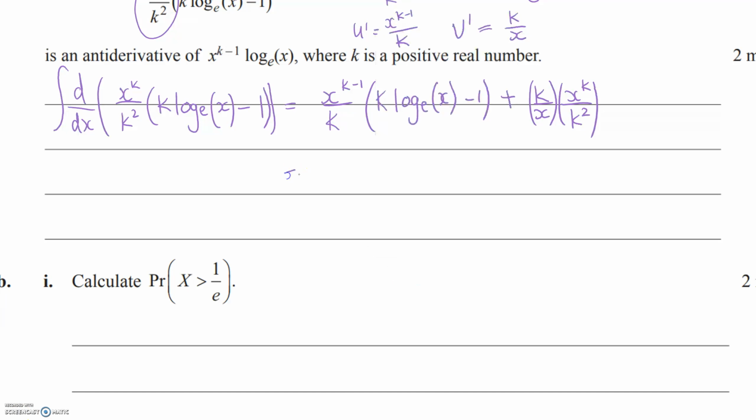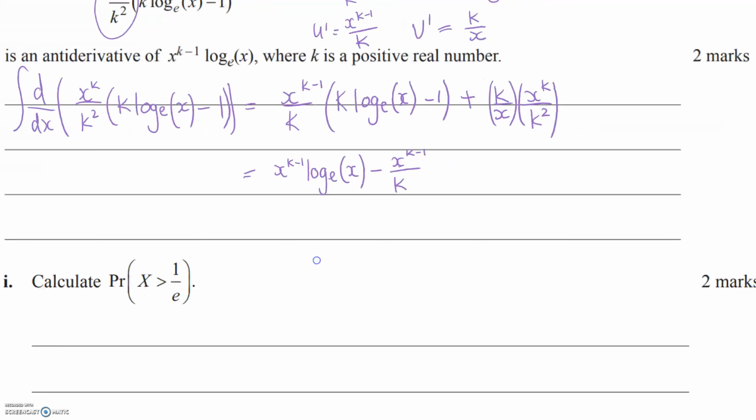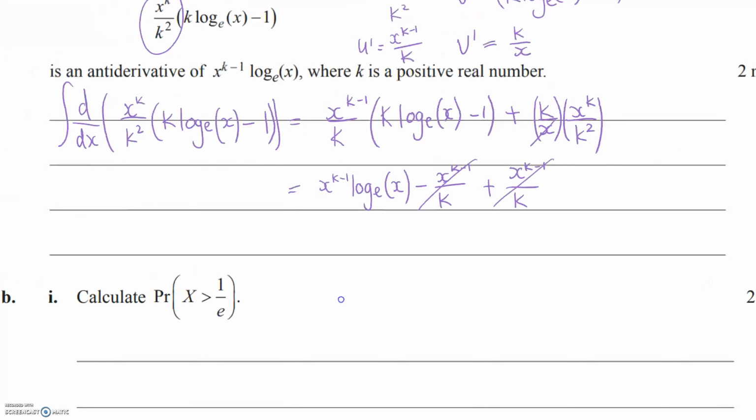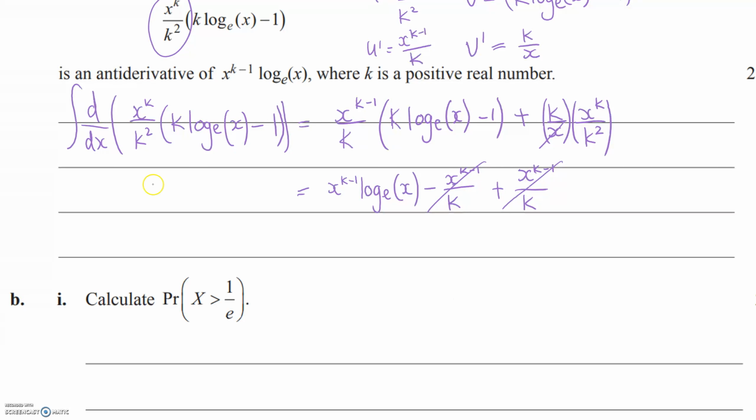Now this, if we expand over here, what we actually get is x to the k take 1 log e x take x to the k take 1 over k. Then if we expand these two out, what we're actually going to get, shockingly, because of this x interacting with this x, is x to the power of k take 1 on the top, and on the bottom we're actually going to get k. So we've got plus and minus the same thing here. So we get a much nicer situation now, because all we need to do is integrate both sides.